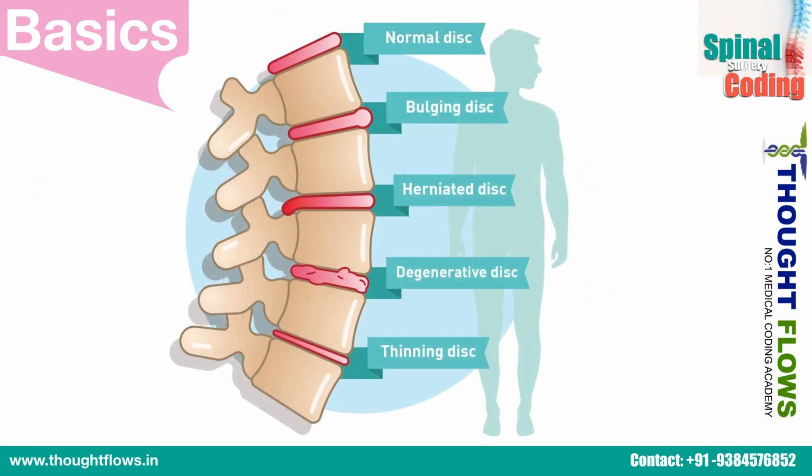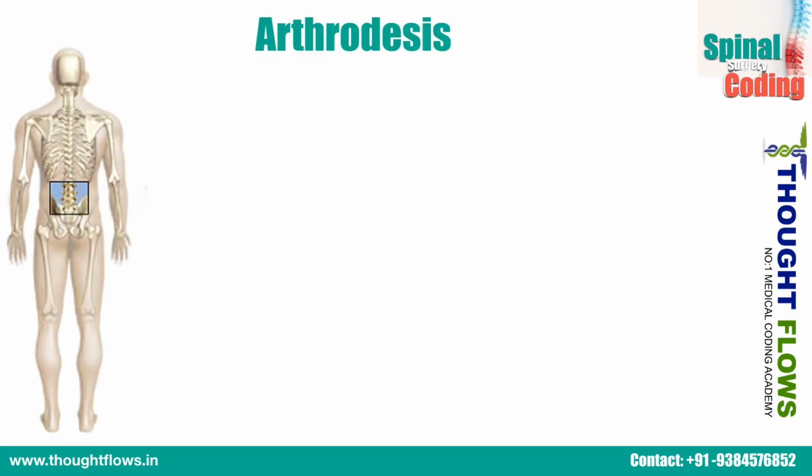And coming to the disc disorders, like degenerative disc disease, is an age-related condition that happens when one or more of the discs between the vertebrae of the spinal cord deteriorates or breaks down, which leads to pain. Likewise, we have herniated disc. It is also called a bulging disc, is a fragment of the disc that is pushed into the spinal cord. Now we will see what is arthrodesis and how the codes are classified.